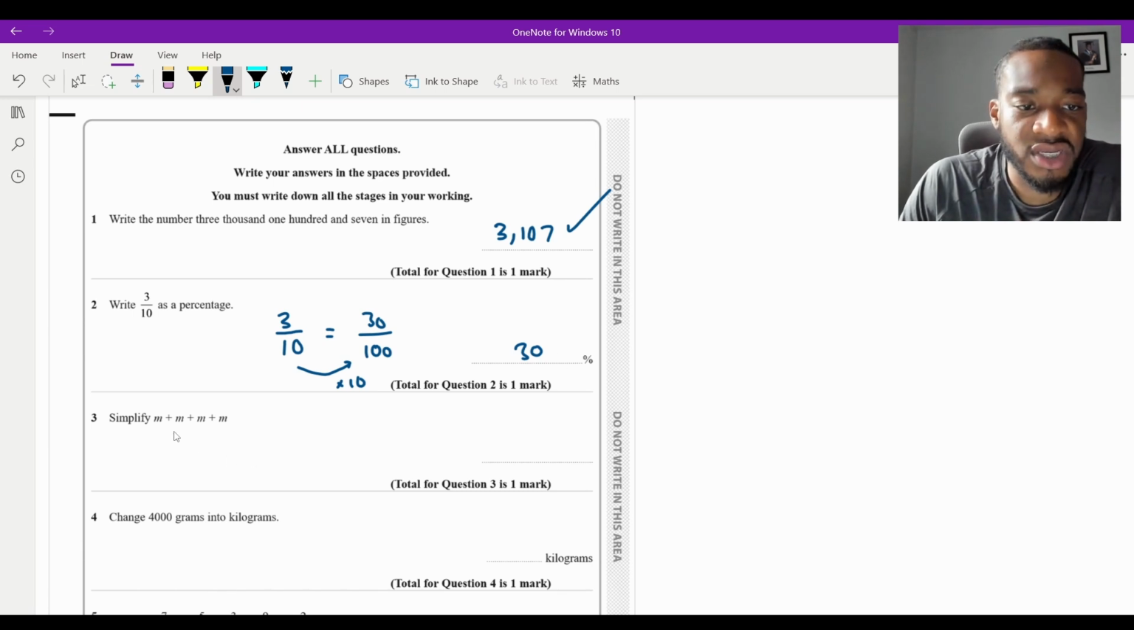And then question three says we need to simplify m plus m plus m plus m. That's 4 m's in total. That's just going to be 4m.